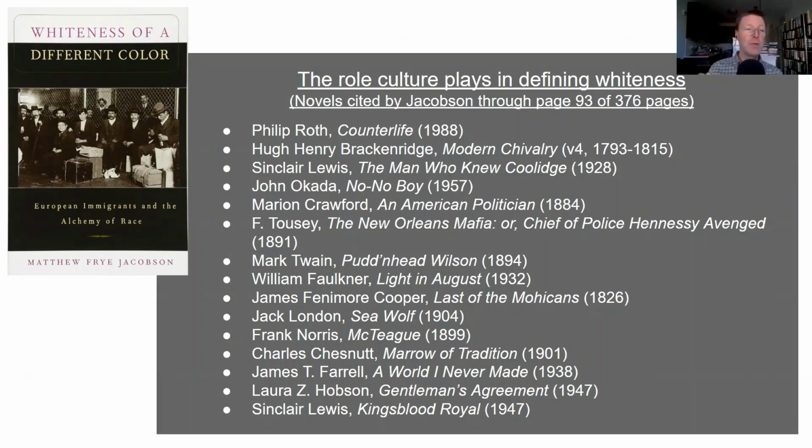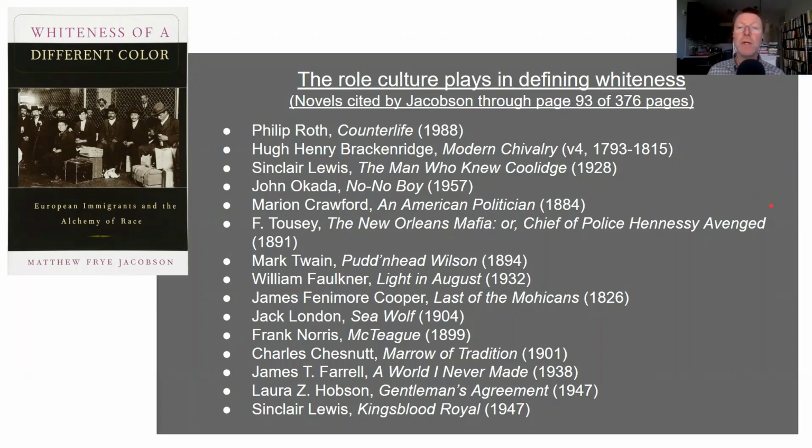But while we're here, I will note that Jacobson opens his first full chapter with examples from Hugh Henry Brackenridge's 1792 to 1815 novel, Modern Chivalry. It was published and revised across four parts, in which a main character is an Irish immigrant who, over the course of the novel, is welcomed into Americanness in part by his demonstrated bigotry toward Native Americans. Indeed, Brackenridge introduces this character, whose name is Teague O'Regan, as an Aboriginal Irish, quote, Aboriginal Irish, and contrasts O'Regan with Aboriginal North Americans.